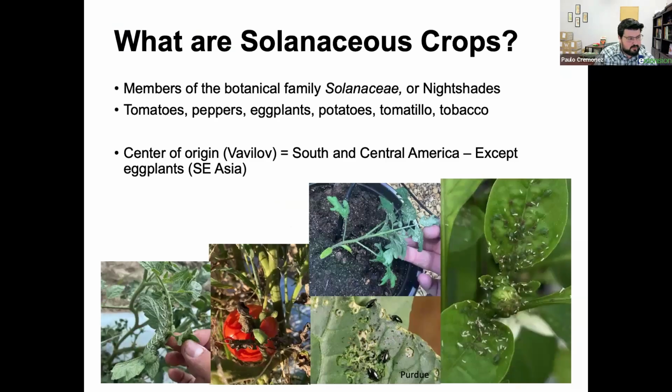So just a brief overview on solanaceous crops. When we're talking about that, we are including all members of the botanical family Solanaceae, or nightshades. So this includes tomatoes, peppers, eggplants, potatoes, tomatillo, and tobacco, all from the same family. They have the same characteristics, and most of them originated from South and Central America. So they are New World species, domesticated species from the New World, except eggplants, which originate from Southeastern Asia.